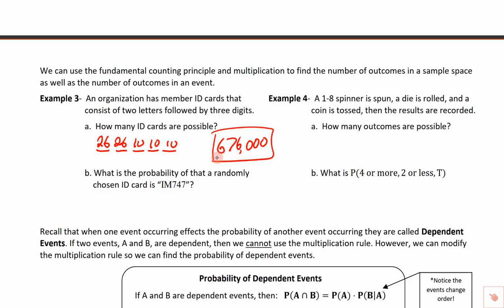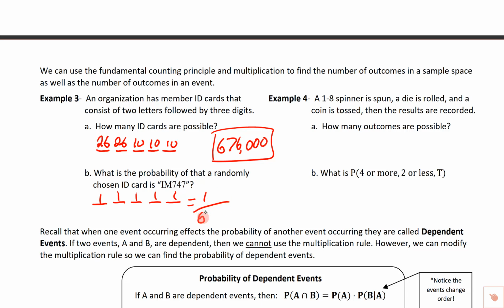Sheesh. Okay. What's the probability that we randomly select one of those ID cards and it's IM747? 1 out of that many. Because we're choosing it this way, there's only one I, only one M, only one 7, only one 4, and only one 7. So we multiply those together, we get 1 out of that many.